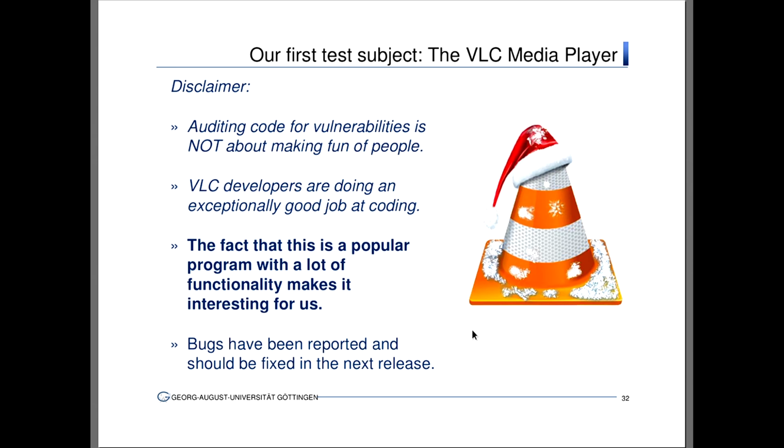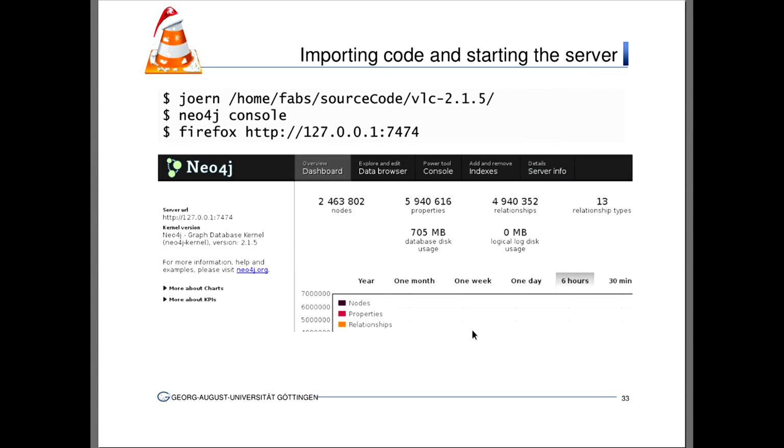In the JIT version, and will probably then be fixed in the next versions as well. Okay, so let's make this practical. You run the importer, Yearn, on the VLC code, and it starts importing the code.